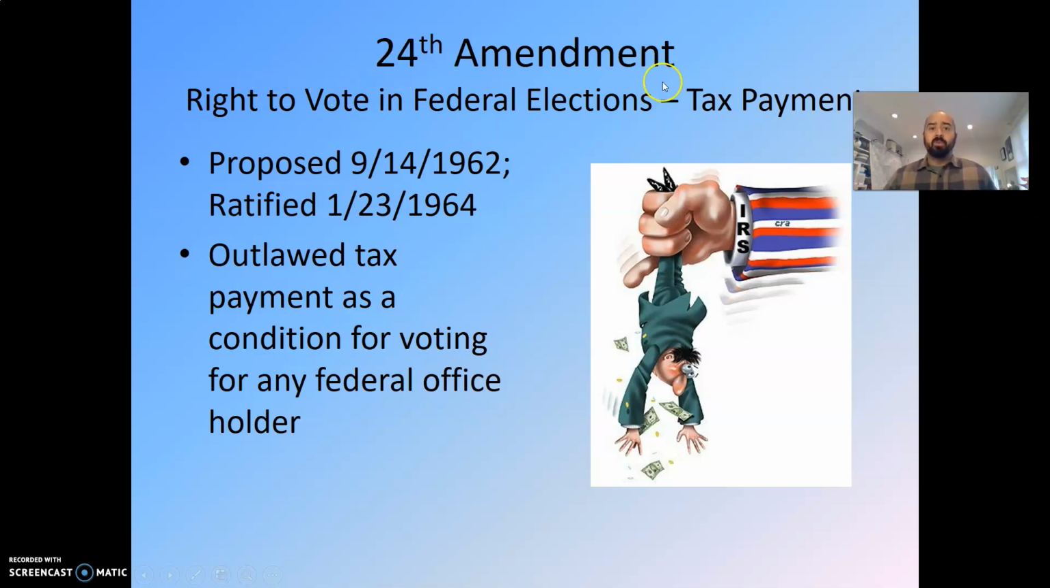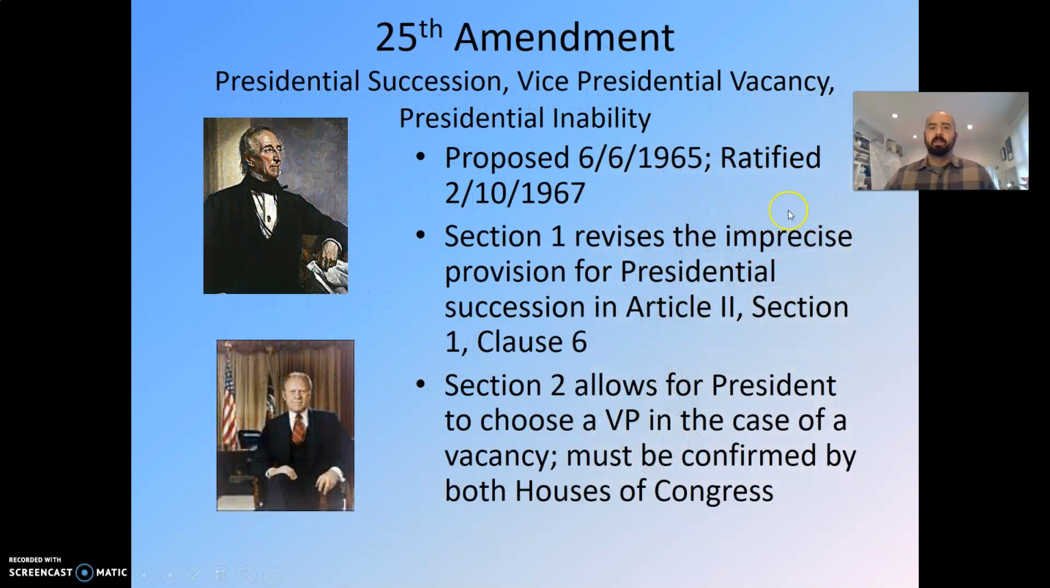The 24th Amendment eliminates any sort of payment of a tax of any kind in order to vote for any sort of federal office. The literacy tests are also banned on a federal level, but that's by federal law, not by a constitutional amendment. The 25th Amendment you probably had heard about in the past 2 weeks since the events of January 6th. But there's a number of provisions in the 25th Amendment.